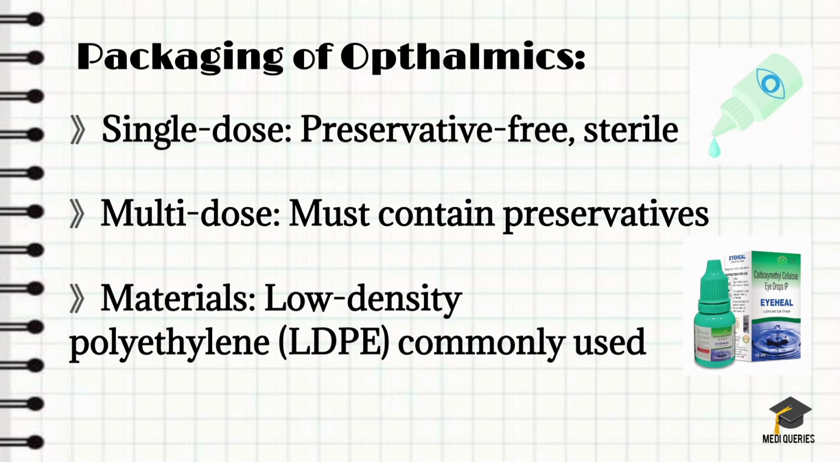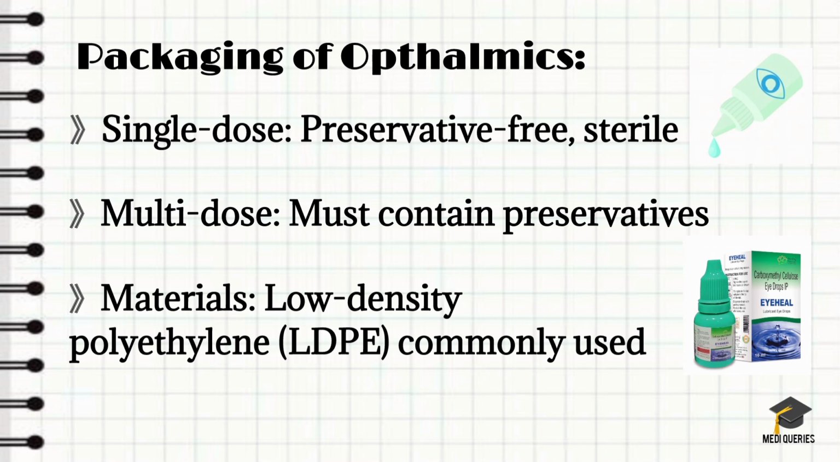And the next one is ophthalmic tubes. These are used for preparation of ointments and gels. They are usually made from aluminum or laminated plastics, equipped with a narrow nozzle for application. And the next one is single dose units, that is preservative free products, made from LDPE or blow fill seal technologies.